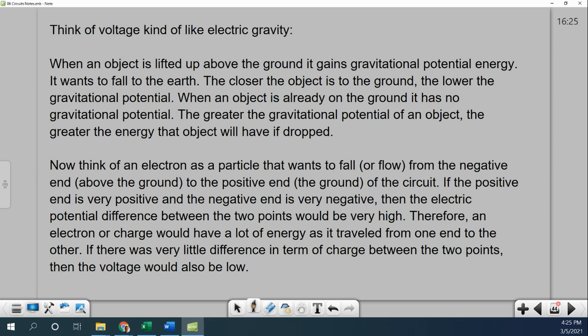Now, if the negative side and the positive side were actually pretty close in terms of charge between them, then it's not going to push the electron very hard. The voltage would be low. The electron wouldn't move very fast. It wouldn't have much energy. It'd be hard to do work with it.